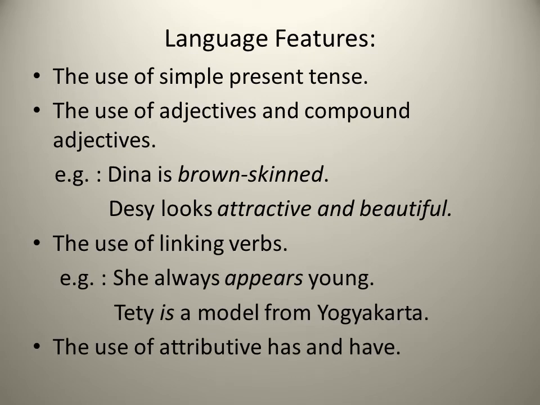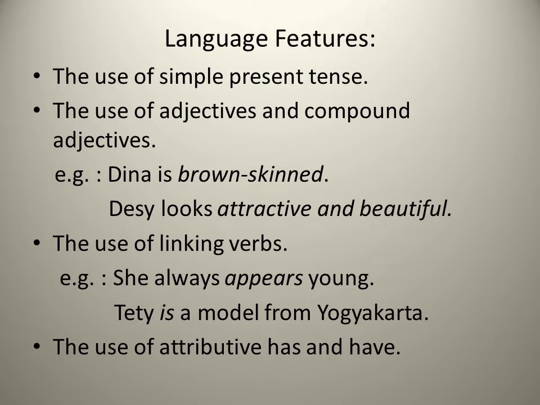Now we discuss language features. The language features of descriptive text are the use of simple present tense, the use of adjective and compound adjective, the use of linking verbs, and the use of attributive has and have. I think the use of simple present tense and the use of attributive has and have are very clear for you. So, I will just give examples of the use of adjective and compound adjectives and the use of linking verbs.